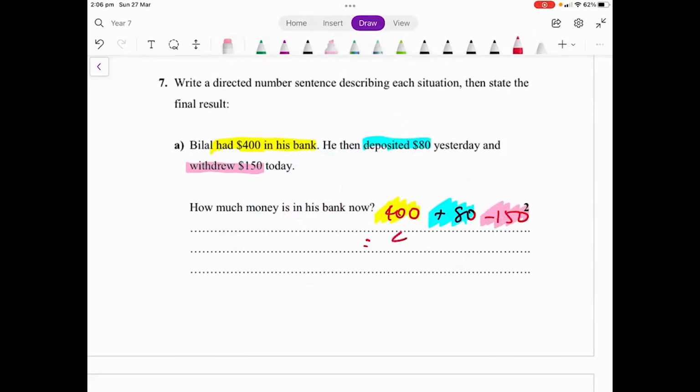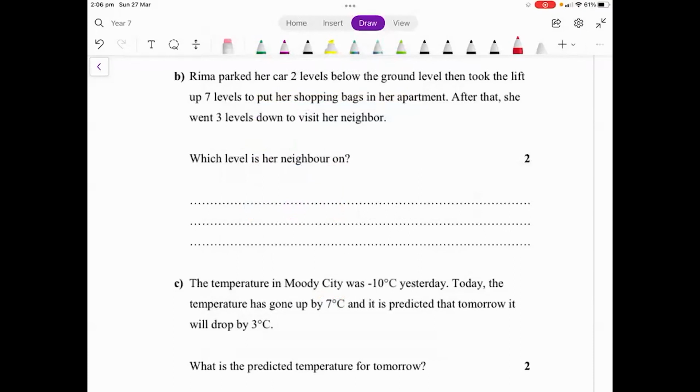Now we've got addition and subtraction only. So we work left to right. 400 plus 80 is 480. Everything else stays the same. 480 take away 150 is $330. Question B. Rima parked her car 2 levels below the ground. So our starting point is minus 2. The ground would be 0. 2 levels below it would be minus 2.